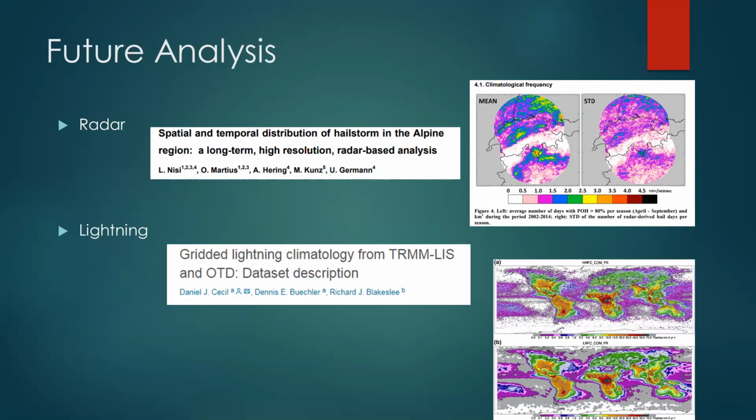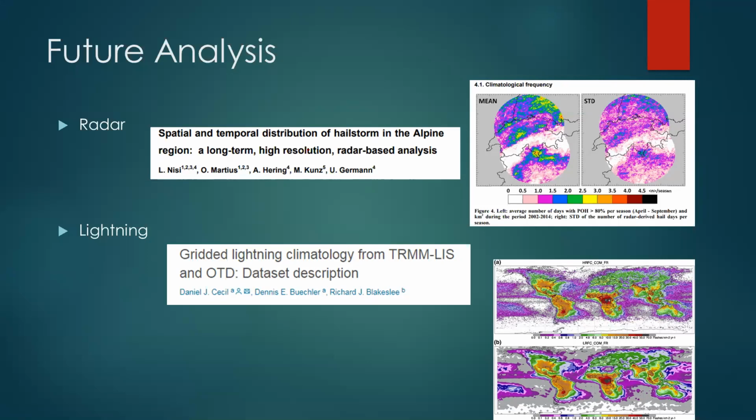And there are also national and global lightning climatologies that can be used to assist with developing climatologies of severe thunderstorms. And this is on the bottom. This is just one example of a lightning climatology. So that's the direction that future analyses are going to have to go.